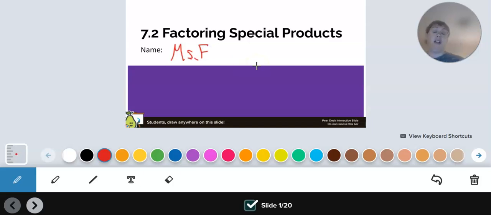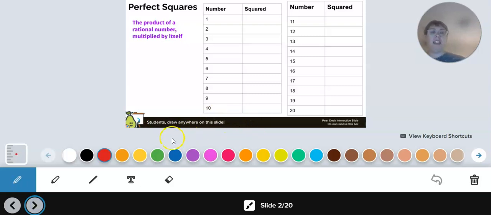Last week we focused on factoring the GCF out and also factoring when the A value is equal to 1. We're going to look at two special patterns that come up in factoring in this week's lesson. So push ahead to slide 2.